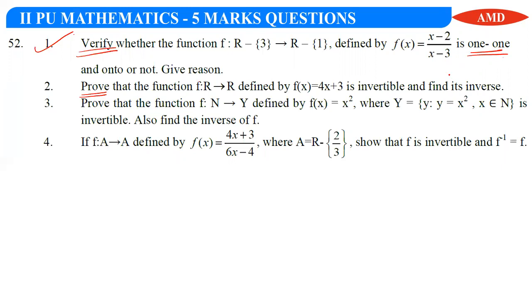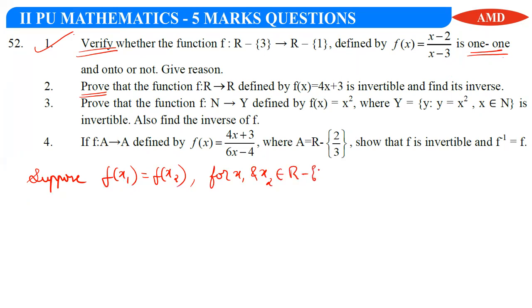A function is said to be 1-1 if distinct elements in the domain have distinct images in the codomain. So to prove this, what I do is, suppose f of x1 is equal to f of x2. Assume that these 2 images are equal for x1 and x2 belonging to the domain. The domain is R minus 3.